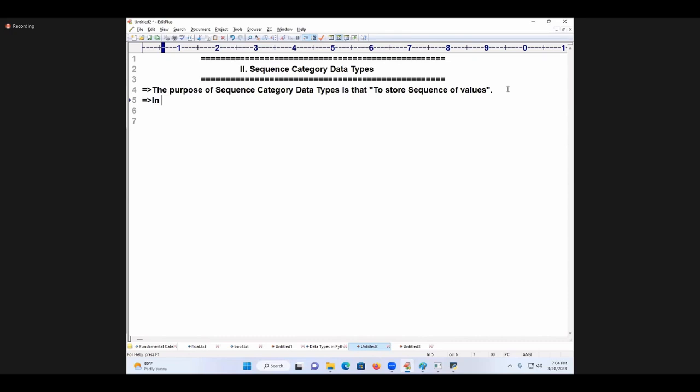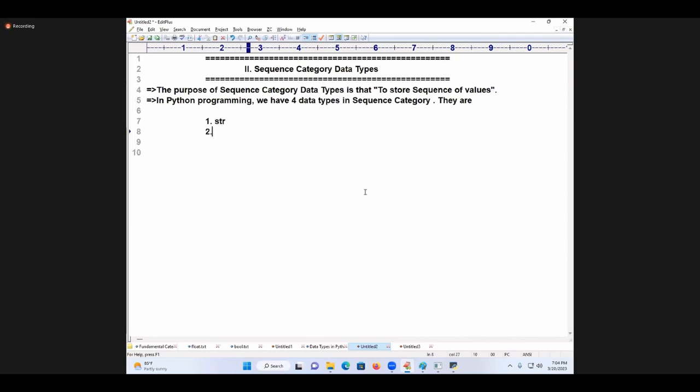So in Python programming, we have how many data types? 4 data types in the sequence category. They are, number 1, I am going to write it, STR. Second one is bytes. Third one is bytearray. Next, the 4th is range.